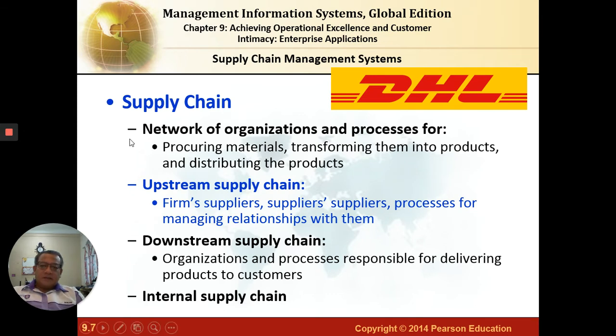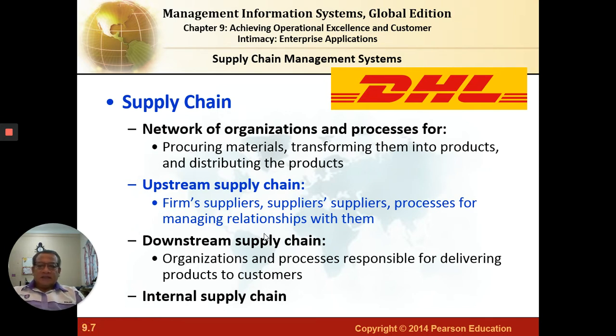It focuses more on the procurement or purchasing of material, raw material, perhaps spare parts that are needed by the company. And upon getting the raw material, they transform it into a finished product, and soon they distribute it to their customers who are ordering the products.